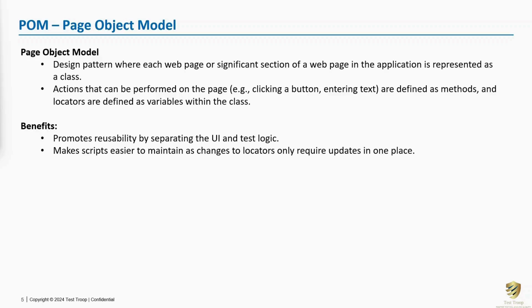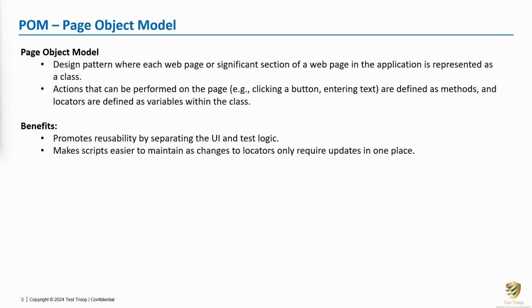POM stands for Page Object Model. It is one of the commonly used design patterns for designing a test automation framework. It's a design pattern where each web page or a significant section of a web page in the application is represented as a class. Classes have attributes, which are called variables, and there are functions which operate on these variables, which are called methods.